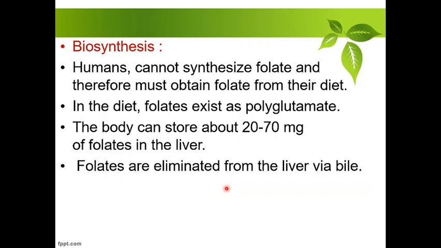Now, biosynthesis. Humans cannot synthesize the folate and therefore must obtain folate from their diet. In the diet, folate exists as polyglutamate. The body can store about 20 to 70 milligram of folate in the liver, and folate is eliminated from the liver by the bile. Bile में जाते हैं, वहाँ से फिर वो disposed of. Now here you can see folate, it exists as polyglutamate. Remember this thing. ठीक है, इसमें कोई स्लाइड में ऐसी बात नहीं है which I should take extra effort to explain to you.